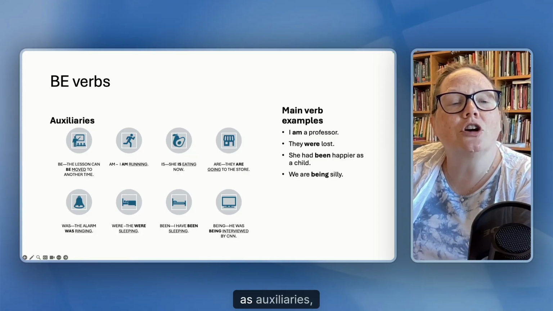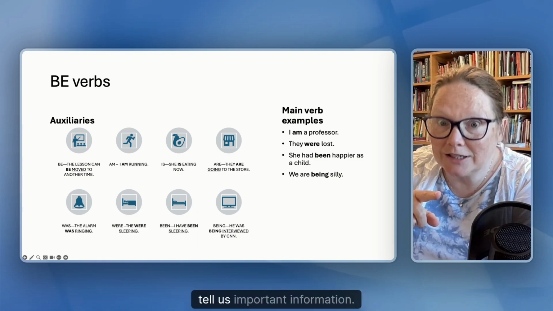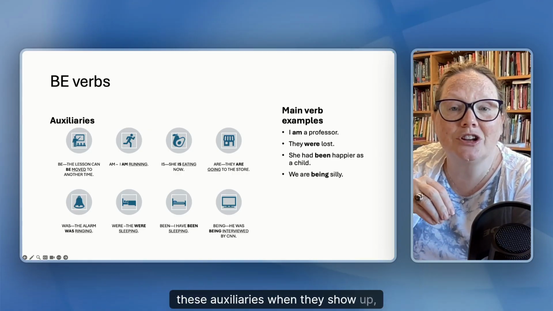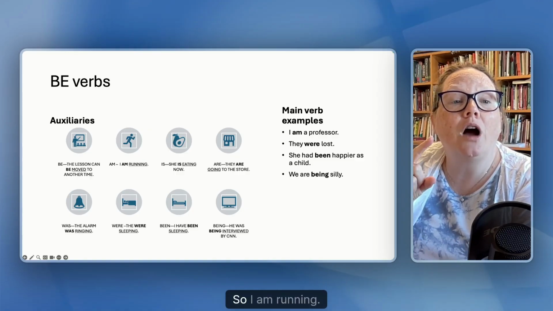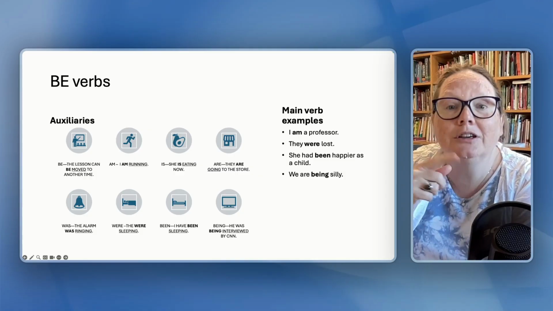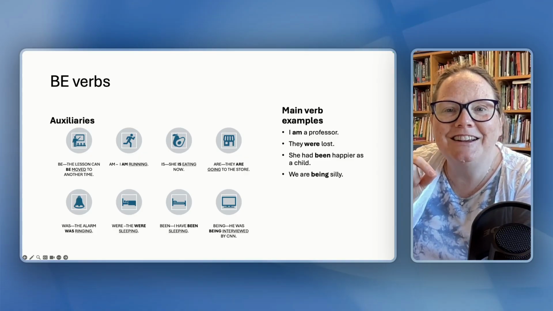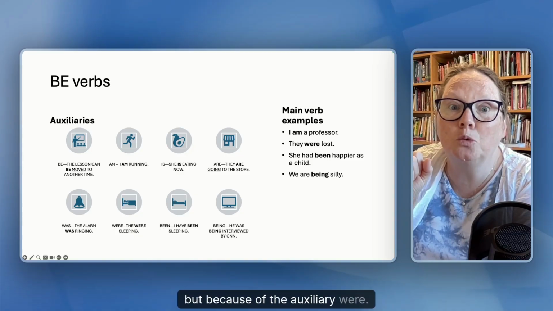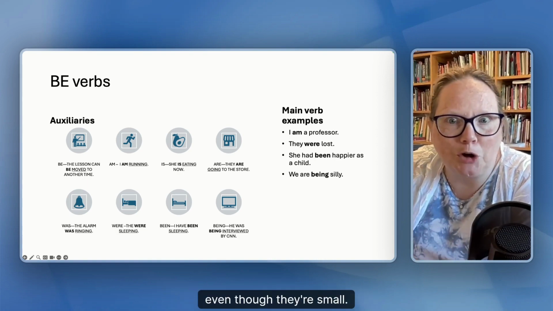And as auxiliaries, they come before the main verb. They tell us important information. When these auxiliaries show up, they help us understand the tense. So in I am running, we know it's present tense, not because of the word running, but because of am. In they were sleeping, we know it's in the past, not because of sleeping, but because of the auxiliary were. So they have a very important job, even though they're small.